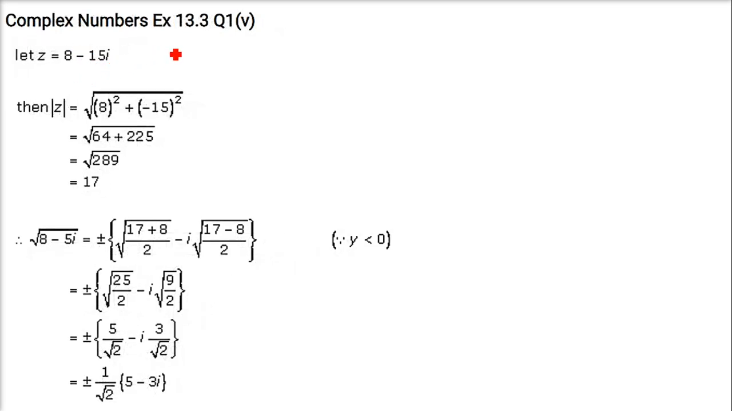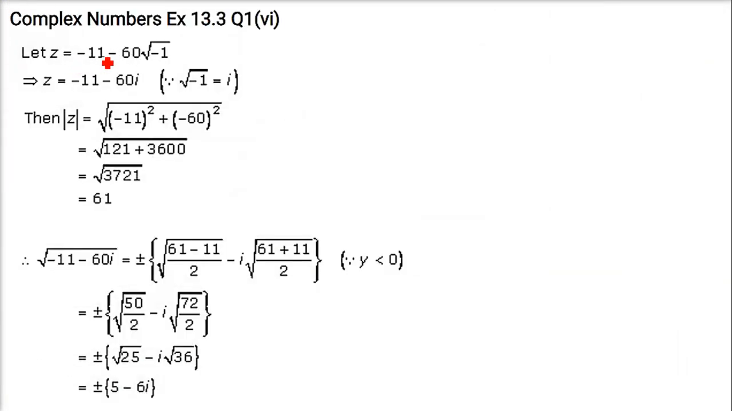8 minus 15i, real part 8, imaginary part minus 15, since it is negative, less than 0, so we'll use a negative form. And this mod z you have to find out, 8 square plus minus 15 whole square under root is going to come 17. Put it in the formula as I discussed earlier, and when you simplify it, you can take this root 2 outside, 1 by root 2 like this.